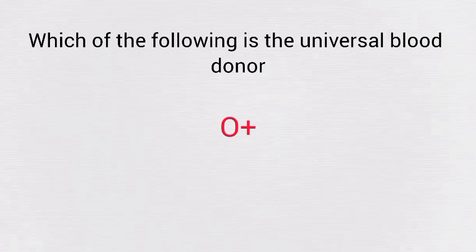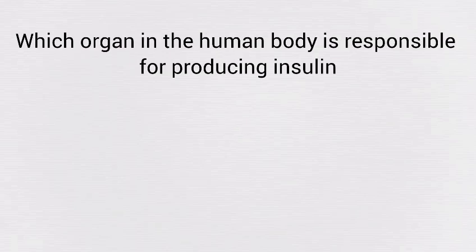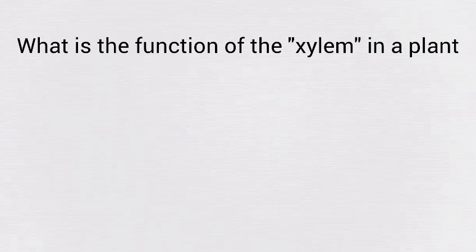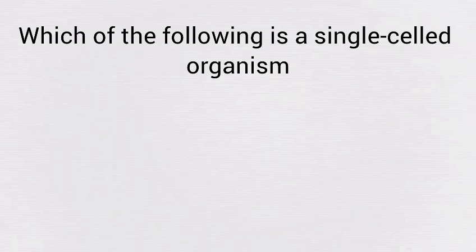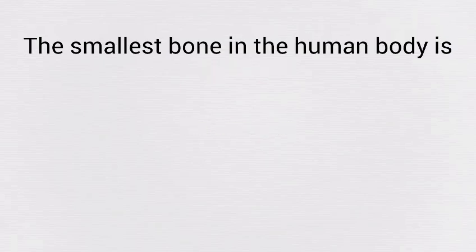O. Which organ in the human body is responsible for producing insulin? Pancreas. What is the function of the xylem in a plant? To transport water and nutrients from the roots to the rest of the plant. Which of the following is a unicellular organism? An amoeba. The smallest bone in the human body is the stapes.